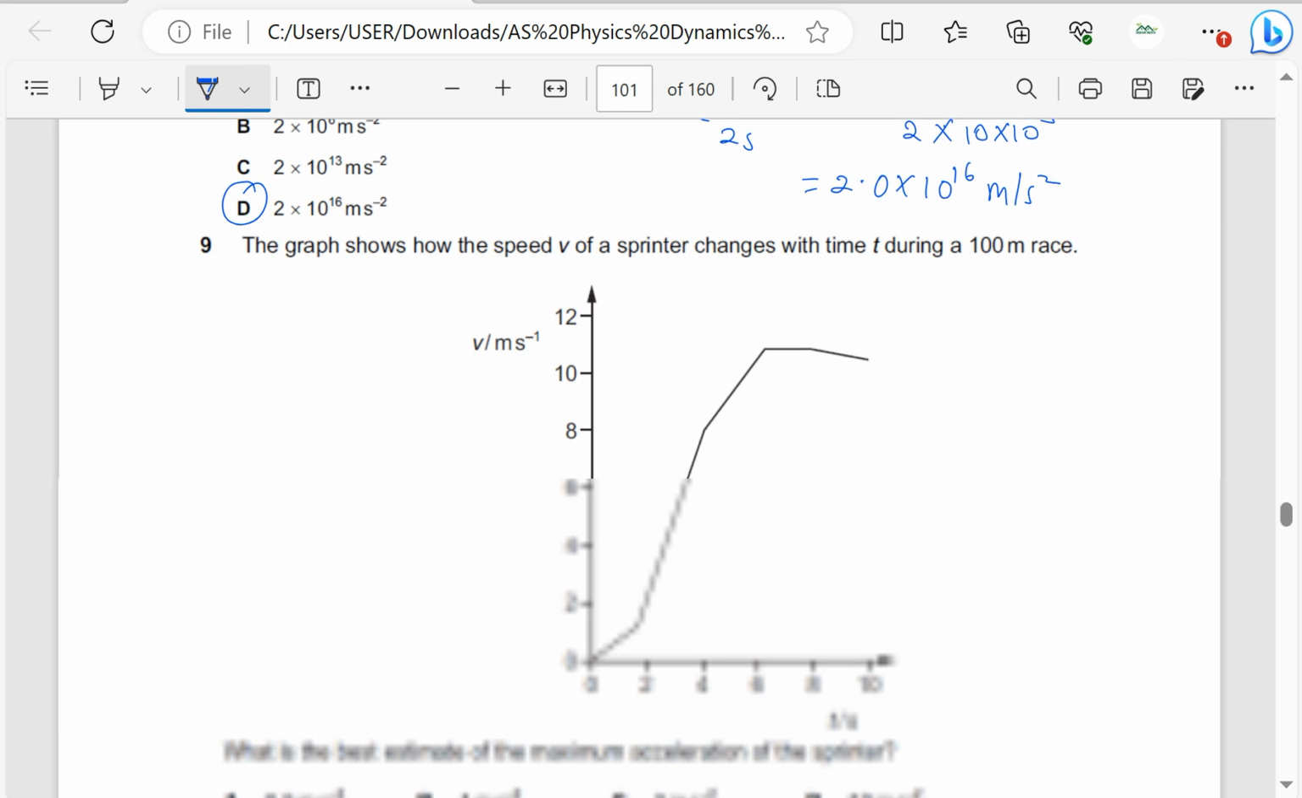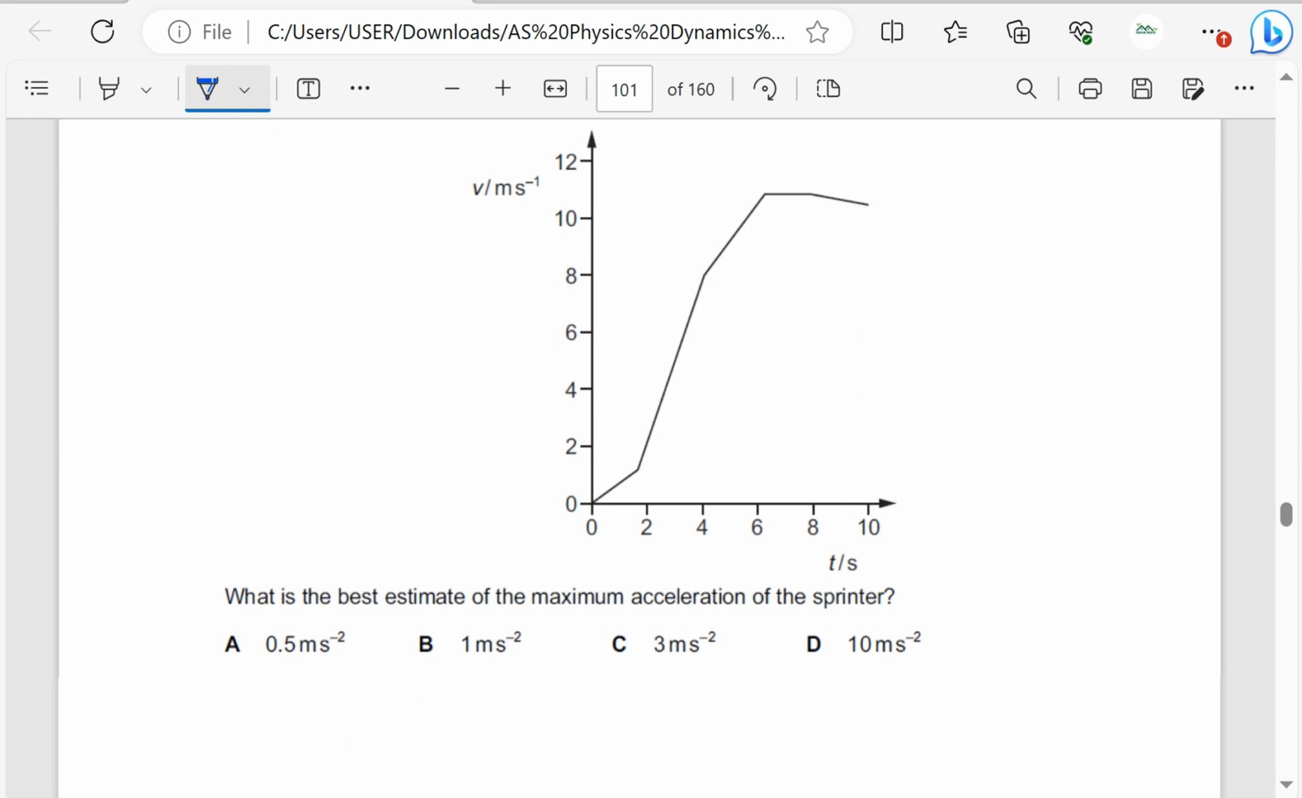The graph shows how the speed v of a sprinter changes with time t during a 100-meter race. What is the best estimate of the maximum acceleration? So remember, for a velocity against time graph, acceleration is equal to the gradient. So if we want a maximum acceleration, we look for a part of the graph which is the steepest. I think this is the steepest part of this graph. So the acceleration here is going to be maximum because this is the steepest part of the graph.